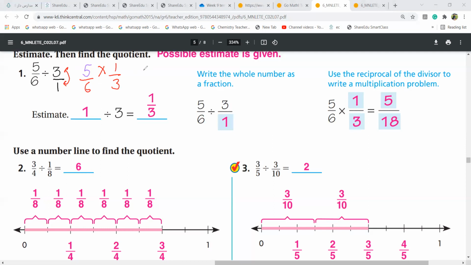Do they come together? 6 and 5 don't come together. 5 and 3 don't come together. Yes, 3 and 6 come together, but they're in the denominator. You just multiply them and you get 18. Can you see here? So this is how we get it, and this is how we fill up everything.